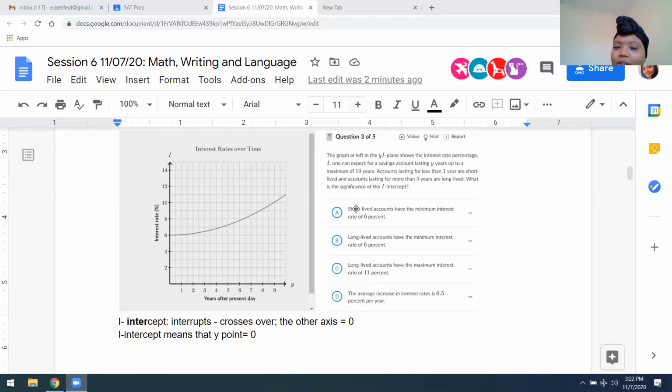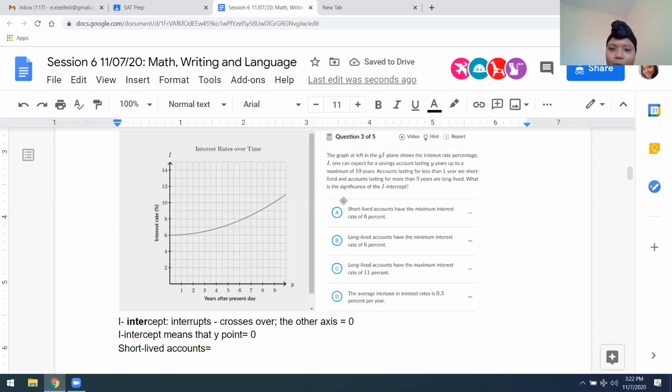So it says, what is the significance of the I-intercept? Okay, the I-intercept is 6. We know that thanks to Malachi. The questions are concerning short-lived and long-lived accounts. It doesn't say anything about short-lived or long-lived accounts on the graph, so that piece of information must come from the paragraph. So when they say short-lived accounts, this is what I mean by a little translation that has to go on first.